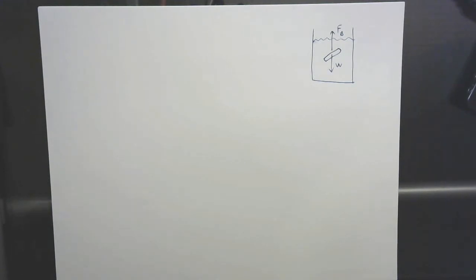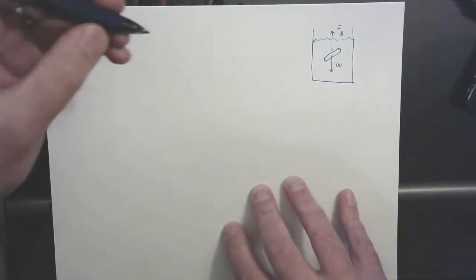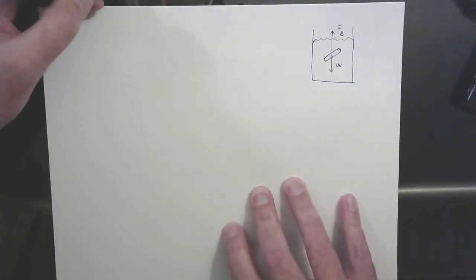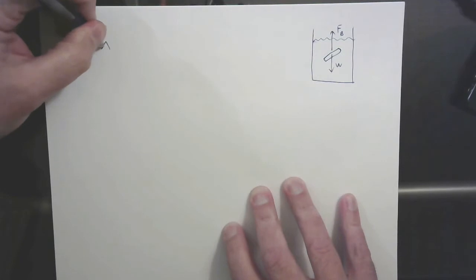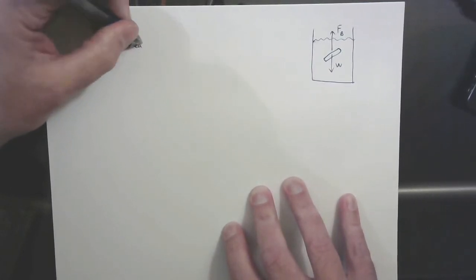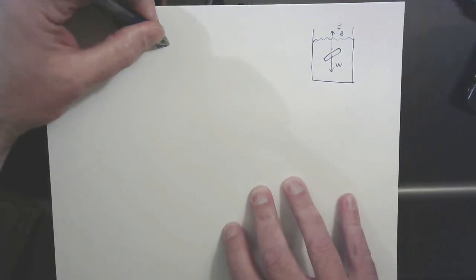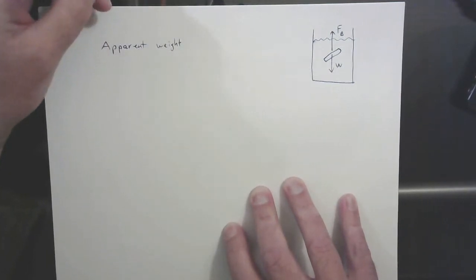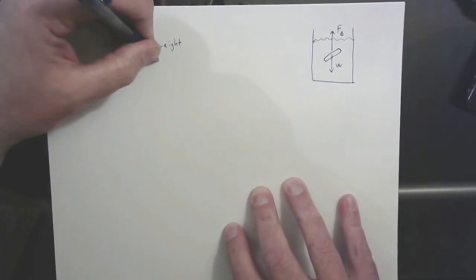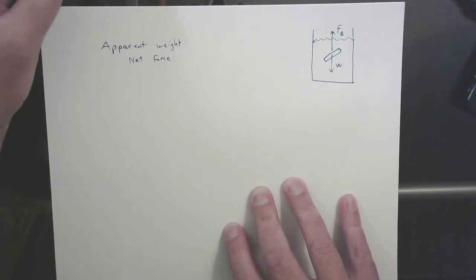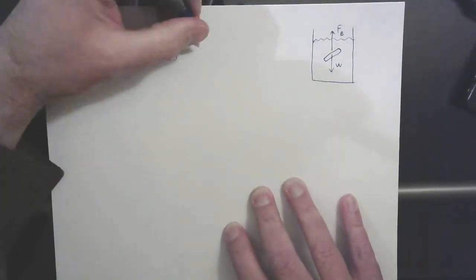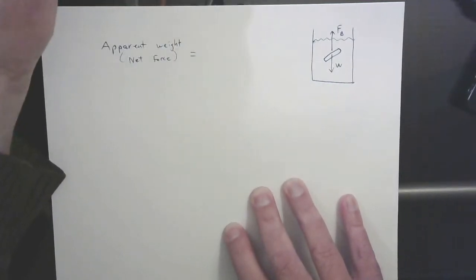So you've got a balance here, and the coin's going to be more dense than water, and so the book uses the term apparent weight, which is kind of strange. What they mean is the net force in the downward direction. Fine. So if that's what you mean, you should probably say it.